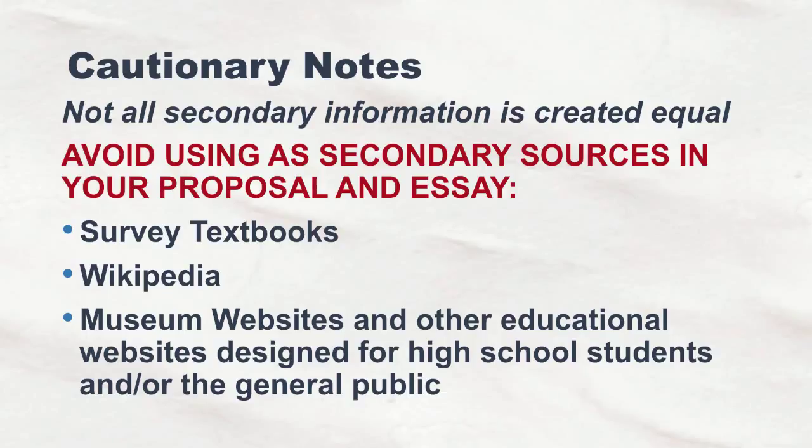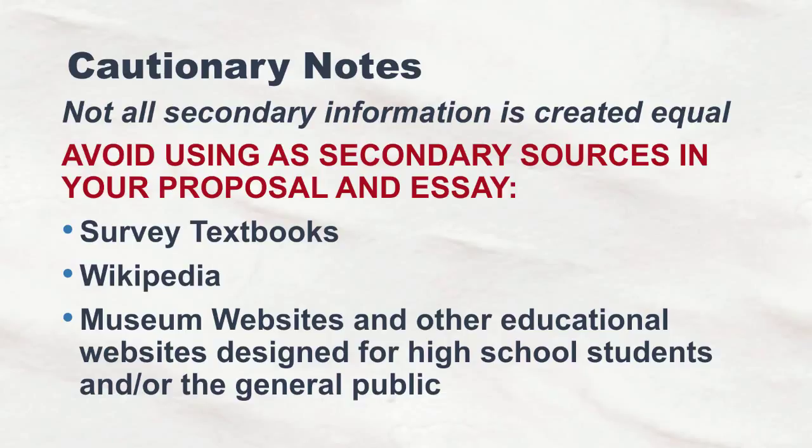Wikipedia, the amount of time I could spend talking about the ins and outs of Wikipedia, stay away from it as a source. This doesn't mean don't go read survey textbooks for information. Don't go read Wikipedia for information about your topic. Absolutely go to these places, find basic information out, find the names of people who are involved, find keywords for you to look up elsewhere. Just don't use these sources in the stuff that you're handing in. Don't use these sources in your proposal bibliographies. Don't use these sources in your research essay bibliographies, especially for your final papers.